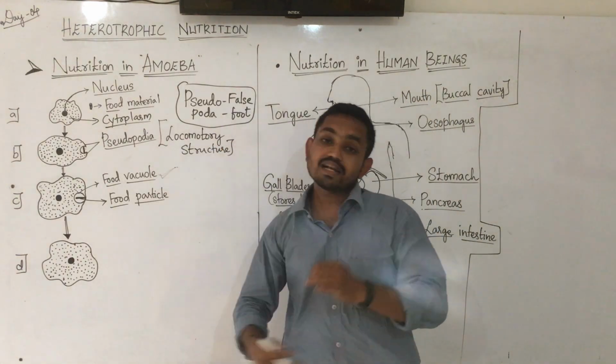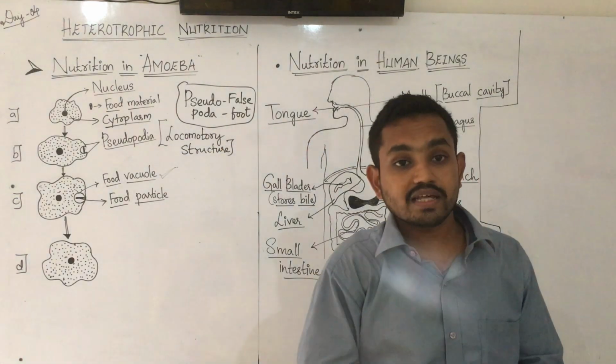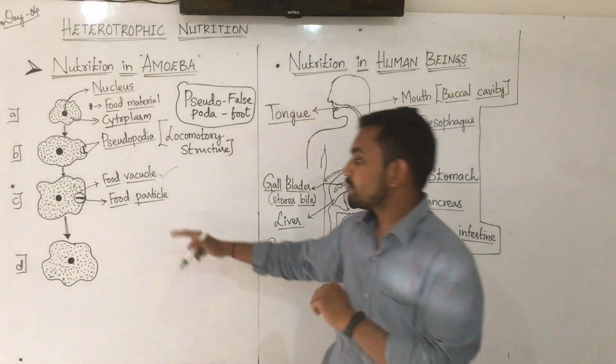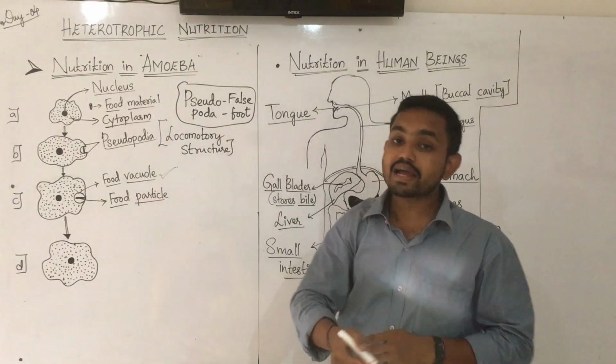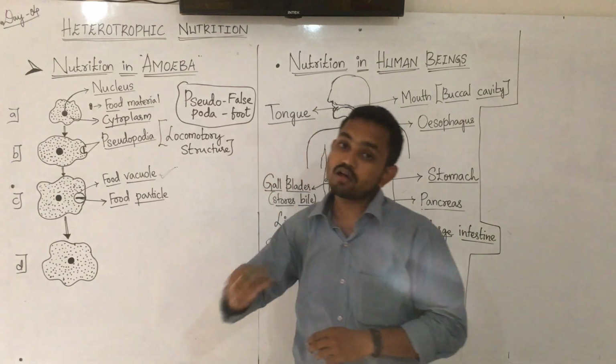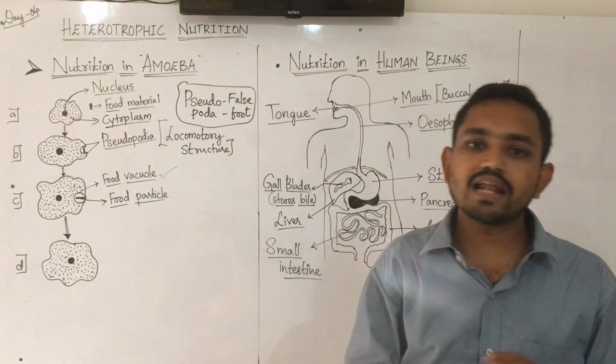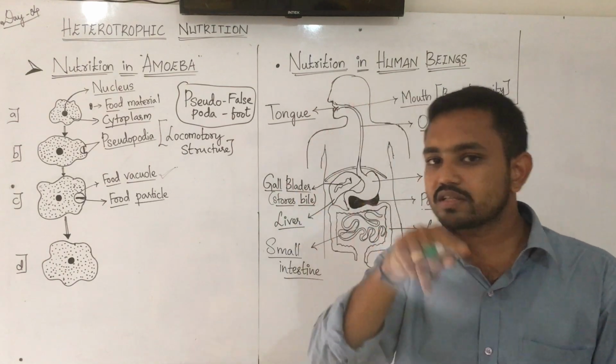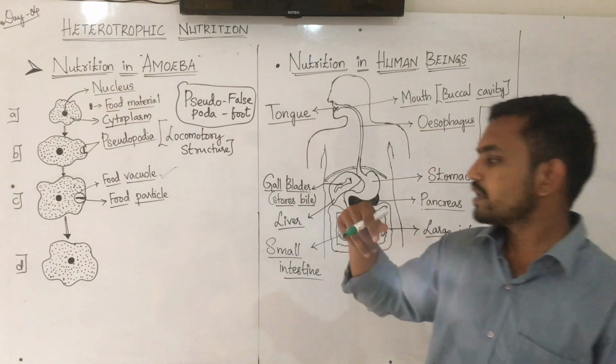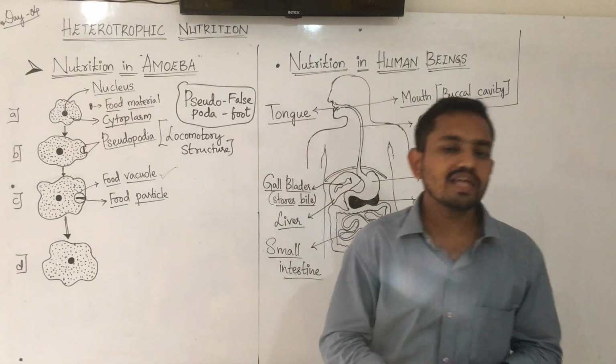The undigested food material is sent back towards the external surface, the wall, and again with the help of pseudopodia or the wall, the undigested food is thrown out.